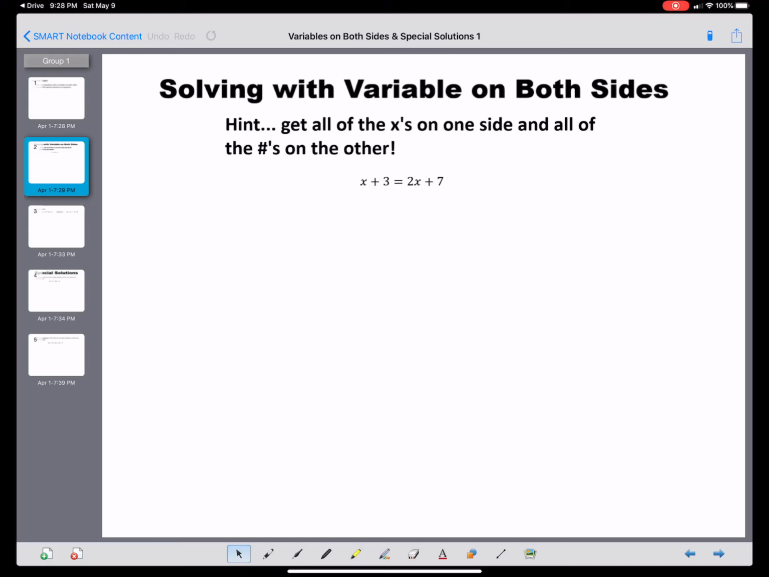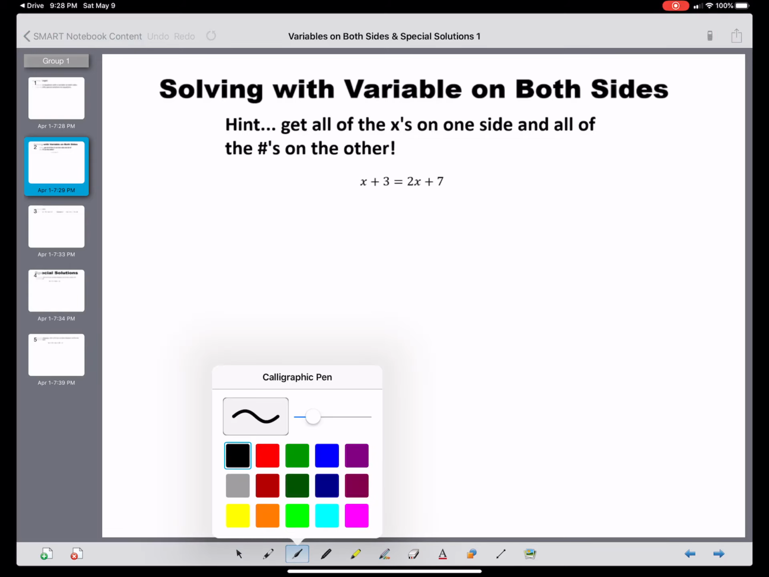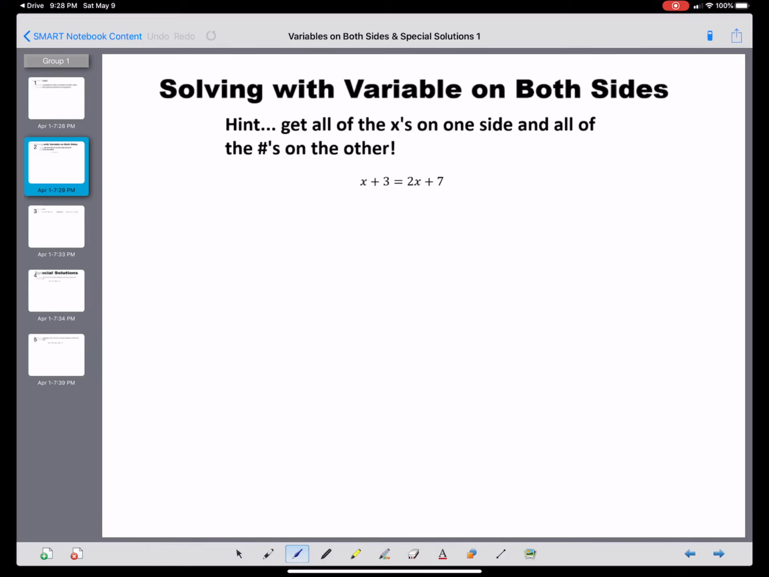So we have an example here, x plus 3 is equal to 2x plus 7. So what I like to do is I like to move the smallest variable, and my smallest variable is the x. So if I move the x to the right hand side, I'm going to subtract x to both sides, and I end up with 3 is equal to 2 minus 1 is 1, so x plus 7. So if we moved the x's to the right hand side of the equal sign, we now need to move the constants, the numbers, to the left hand side.